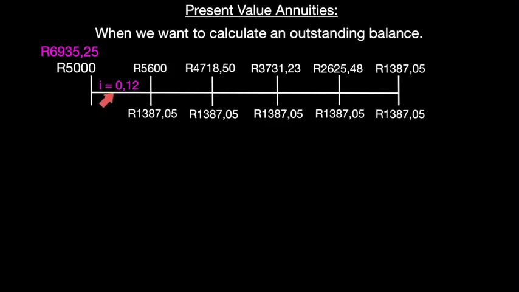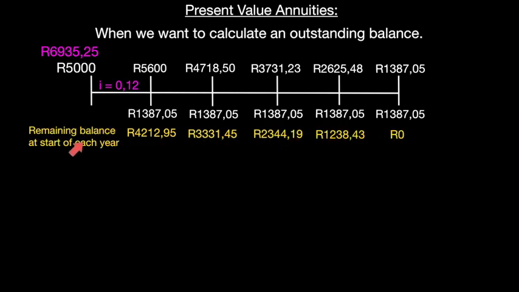Now let's look at an example. We know that these yellow values here are the remaining balance at the start of each year, or the remaining balance at the end of a specific year, right? So let's say we want to know what our outstanding balance is after the third year. So 1, 2, 3 years have passed. So it's the end of the third year or the start of the fourth year. This is 2,344 Rand and 19 cents.